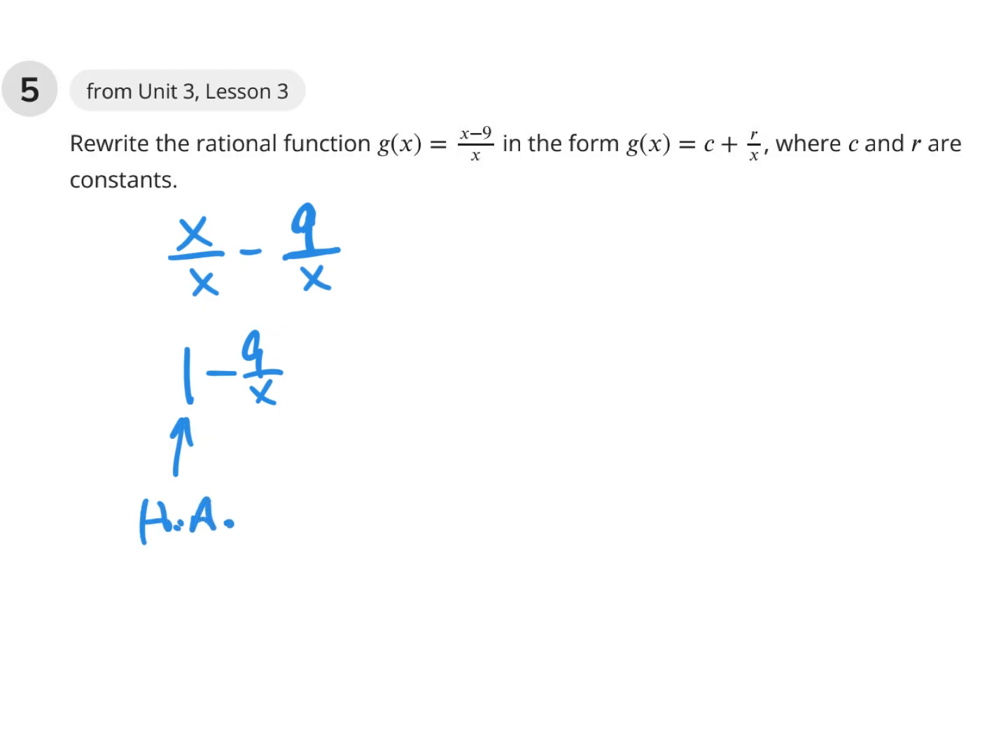We learned this way back in lessons 3.3 and 3.4. We started talking about horizontal asymptotes. In 3.2 and 3.3, we talked about vertical asymptotes. Or you could do long division. So if I do x goes into x minus 9, x goes into x once, change the sign, I get 0 minus 9. So I get 1 with a remainder of 9, that's over x. I get the same thing.